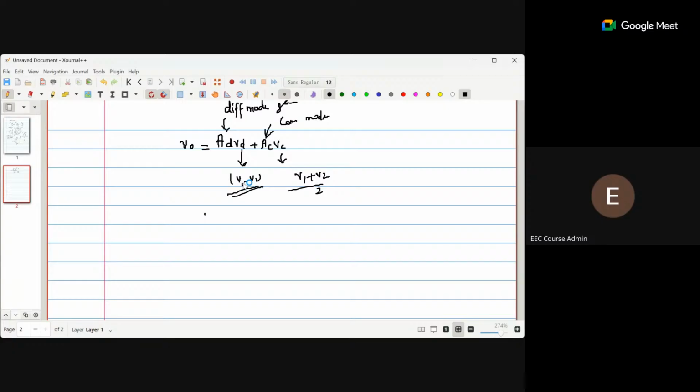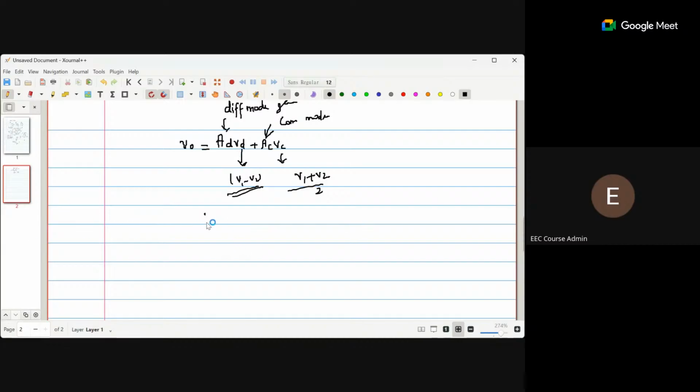That means ideally infinity. And in general, the output from a differential amplifier will be equal to AD into VD plus AC into VC. That means VD is the difference between the two signals, and VC is what is common between the two input signals. So that will be (V1 plus V2) by 2. Okay.